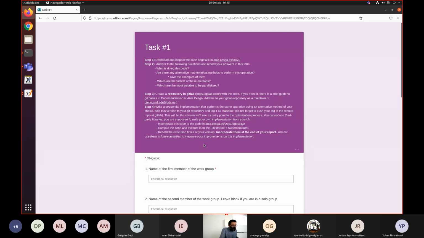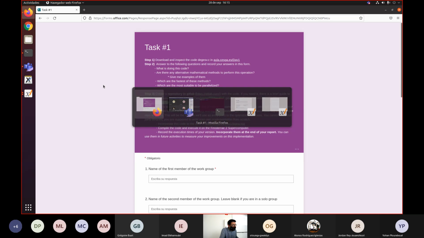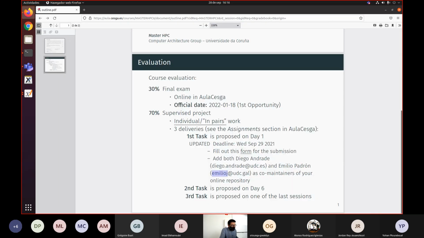It's important that you add both Diego and me as co-maintainers of your repository. That way I can access your commits and review your work. Here in the form, the text just says that you should add Diego, but please also add my user. You can find my user also in the document here. Let me go back here. I put here my email in GitLab, but probably you can look for my name, or maybe you can find my user in GitLab. If you're using GitHub, I think I'm not using the same address, I'm not sure. But let me know if you are having problems to add me or Diego to the repositories.